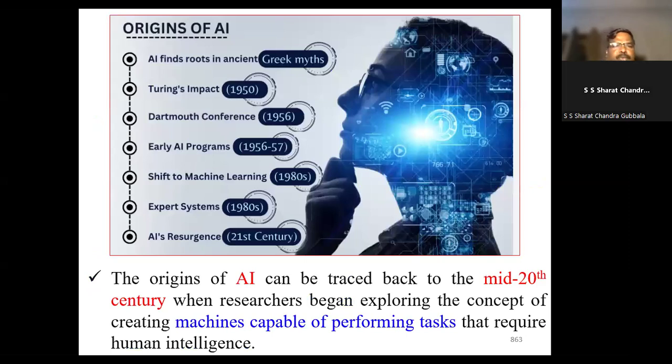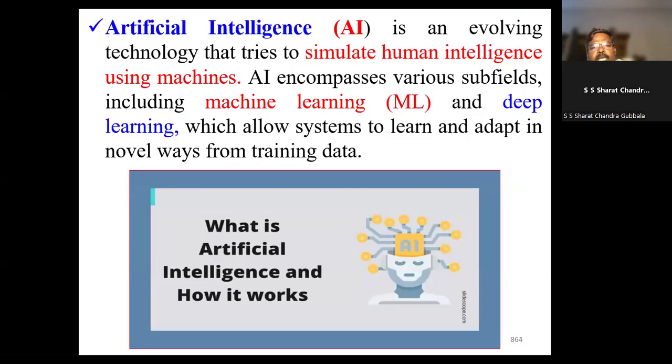Then, what is the origin of AI? AI is nothing but artificial intelligence, the intelligent behavior in a machine, the science and engineering to develop intelligent-based applications. AI finds roots in ancient Greek myths. Turing's impact in 1950, the Dartmouth conference which started the term artificial intelligence in 1956, early AI programs in 56 to 57, shift to machine learning in the 1980s, then expert systems in the 1980s, artificial intelligence resurgence in the 21st century.